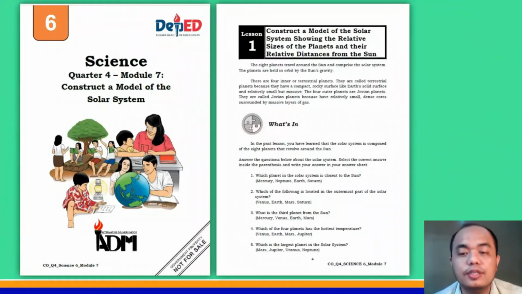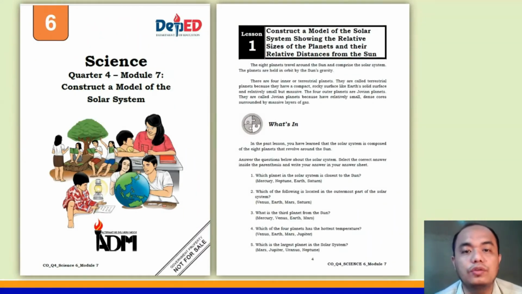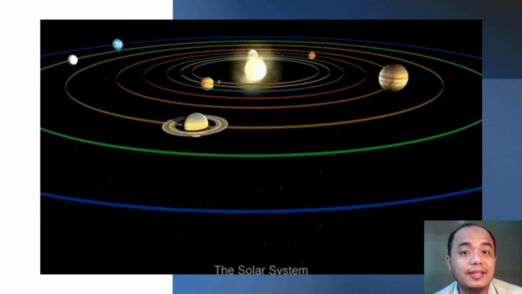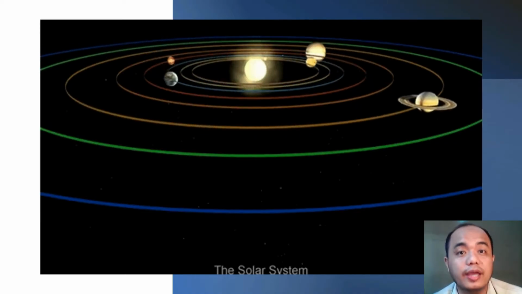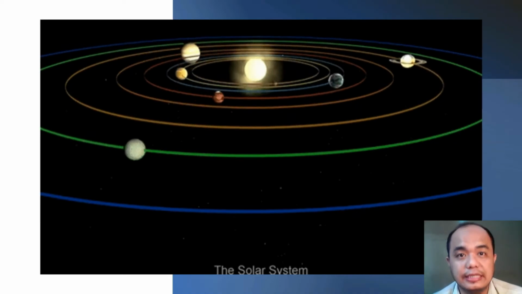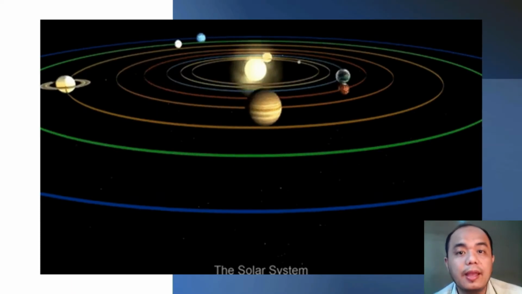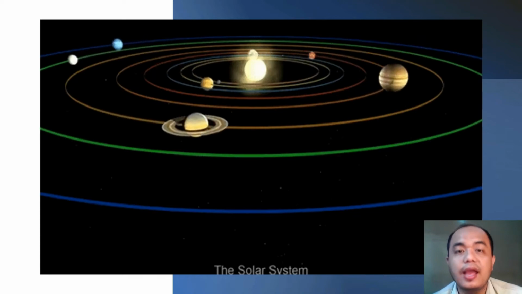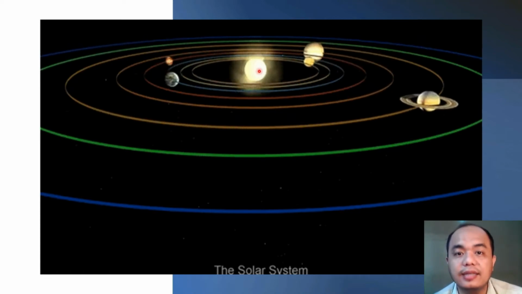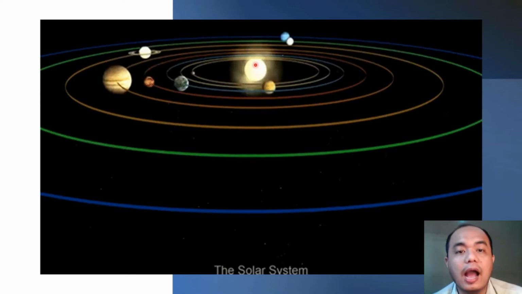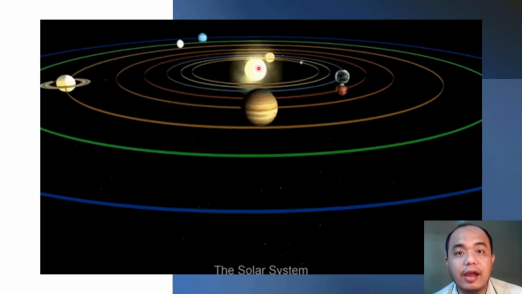This time, let's proceed to the What's In part of your module. There are 8 planets that travel around the sun, right? And these comprise our solar system. And the planets are held in orbit by the sun's gravity. Ang gravity ng sun, class, ang siyang dahilan kung bakit umiikot ang mga planeta around it.